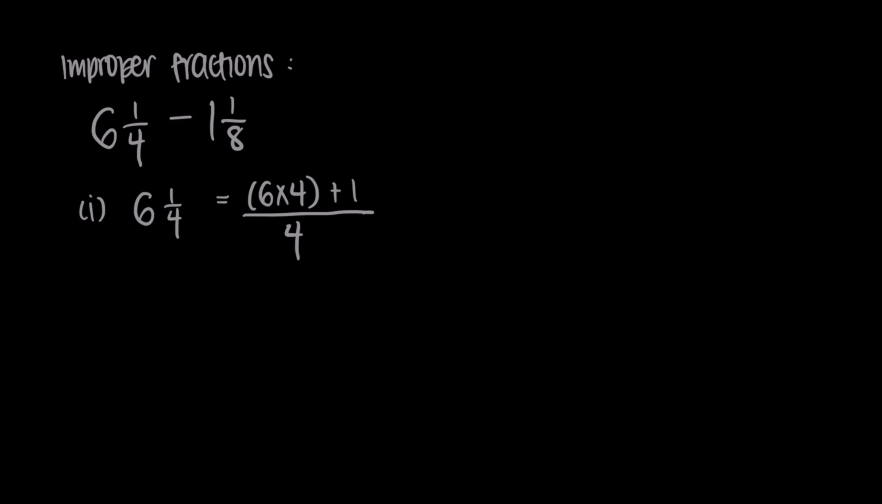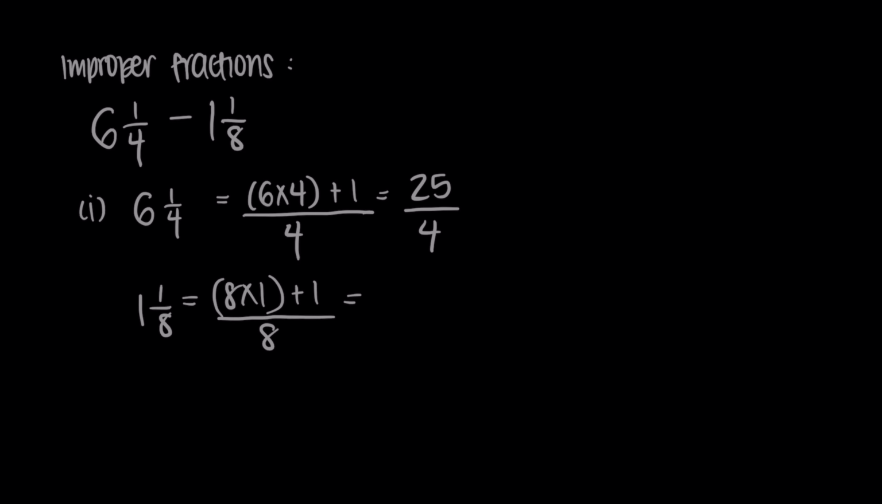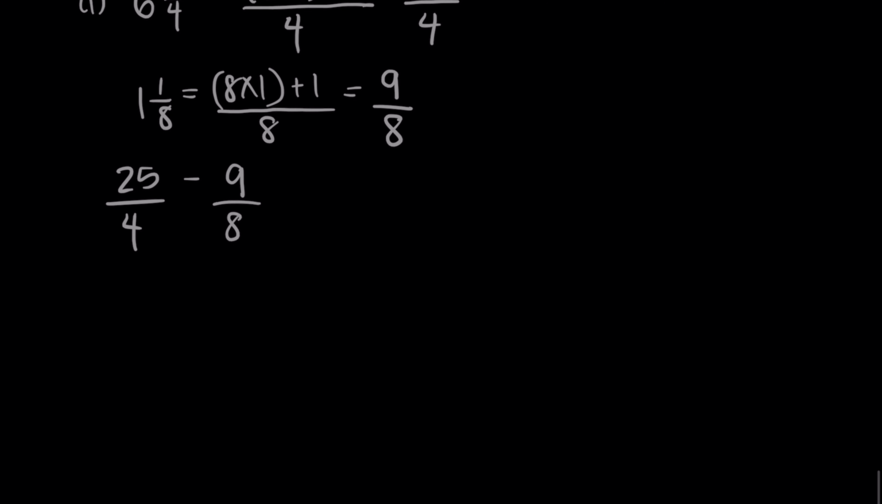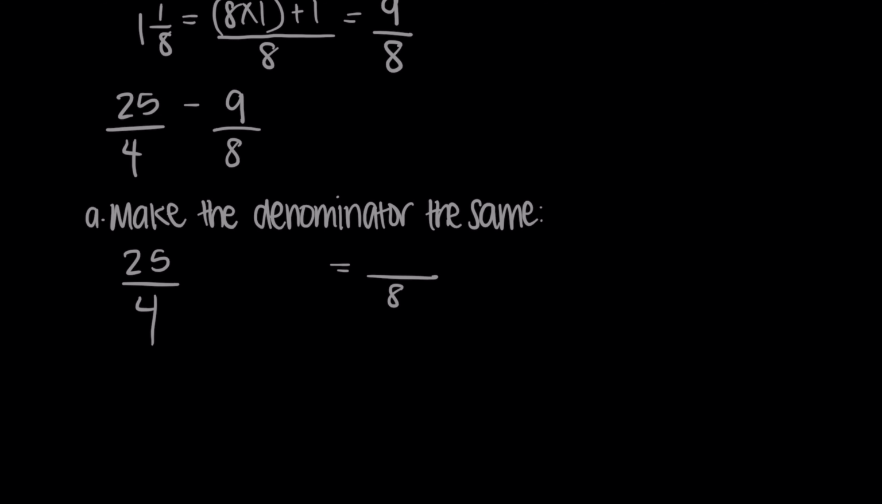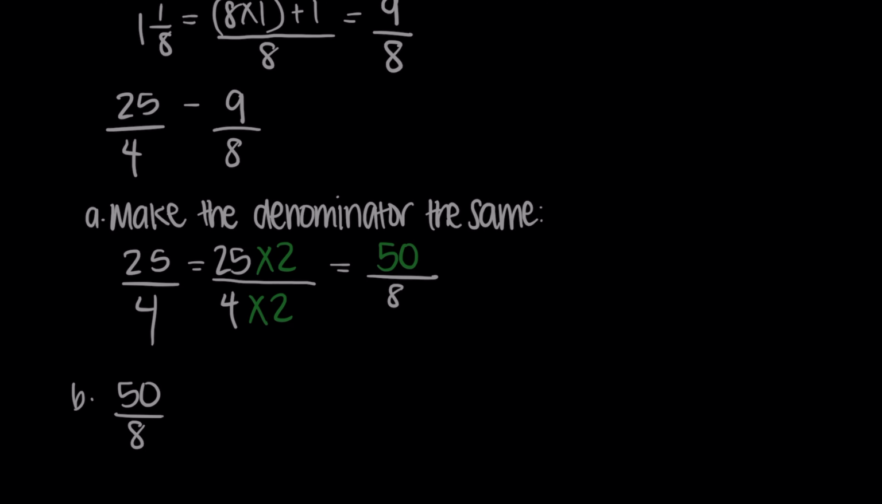So if we fast forward a little bit, we get our improper fractions to be 25 over 4 and 9 over 8. And in order to subtract, we first need to make the denominators the same. Let's fast forward a little bit because you should already be comfortable with doing this since we've done so many examples. The fractions that we end up getting are 50 over 8 minus 9 over 8. And the answer for this is 41 over 8. And as a mixed number, this is 5 and 1/8.